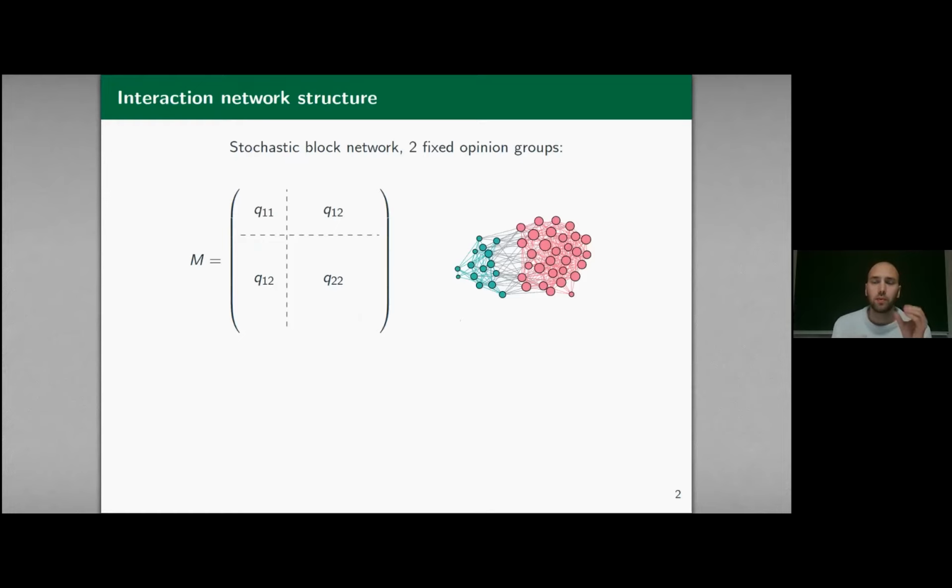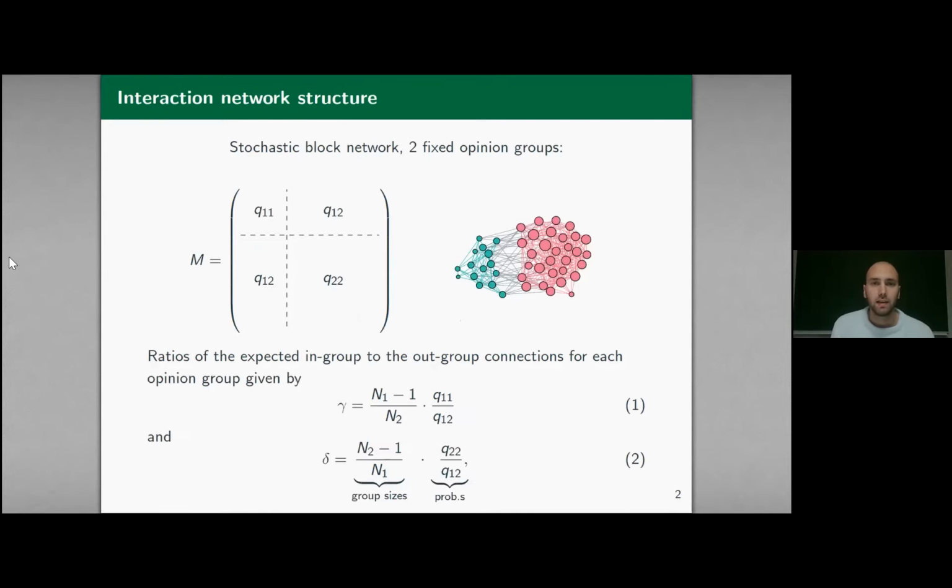And these two groups form two blocks in a stochastic block network that you can see here. And with this, because the groups can have different sizes, we can already define two parameters that will guide us through this model and that are therefore very important. The ratios of the expected in-group to the out-group connections for each opinion group, called gamma for opinion group 1 and delta for the second opinion group. And they are simply given by the product of the ratio of the group sizes times the ratio of the in-group versus cross-group connection probabilities.